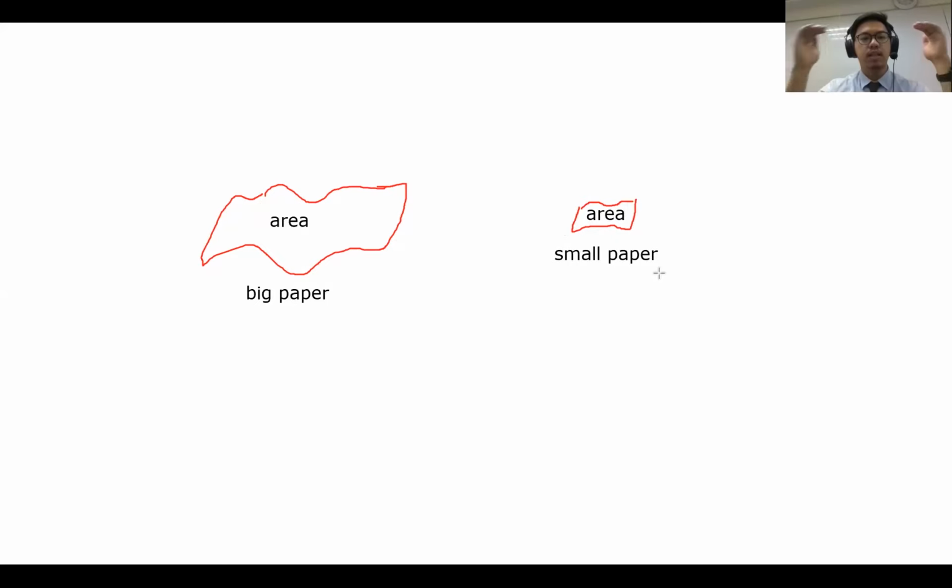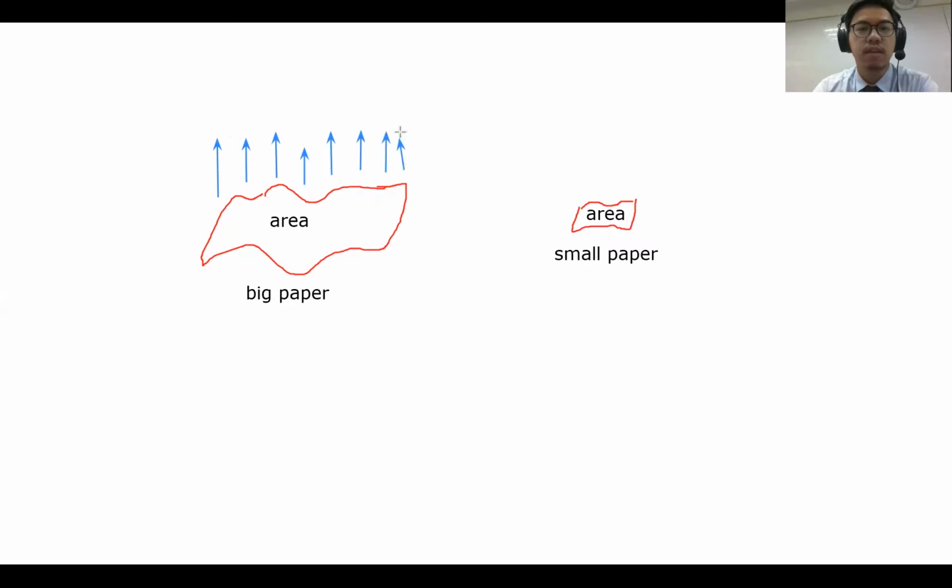What will happen is that, like I said, surface area affects air resistance. So the big paper, because it has a larger area than the small paper, will experience a lot more air resistance. It has a larger surface area for the air particles to exert force on, so it has a larger air resistance. Whereas the small paper has a smaller surface area, so the air resistance acting on the small paper will also be small.